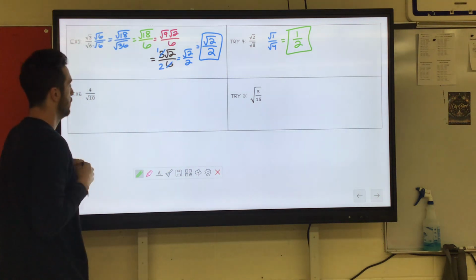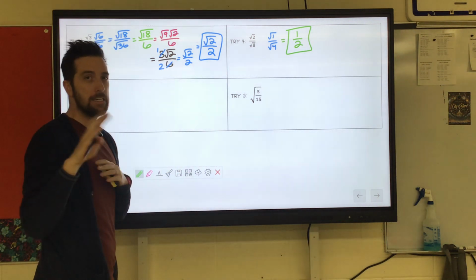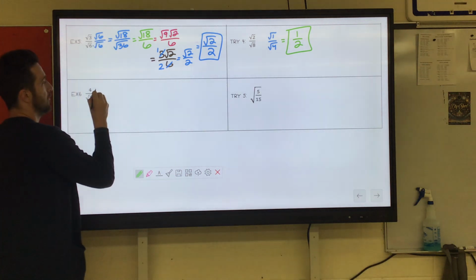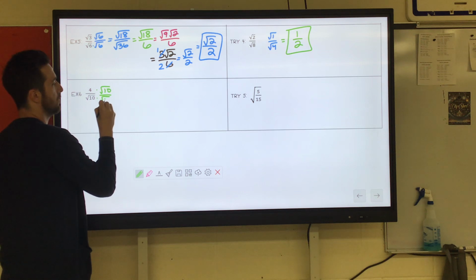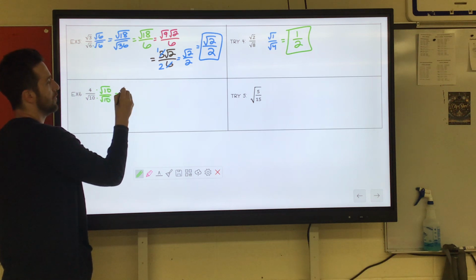So here we go. 4 over root 10. Easiest thing you could do is multiply it by itself. Root 10 over root 10. Up top, we'd have 4 root 10.